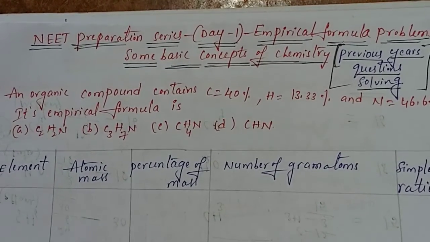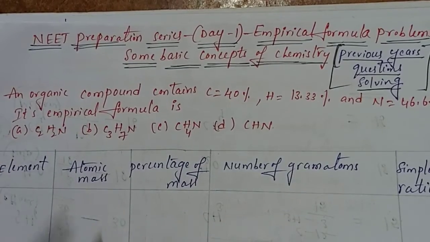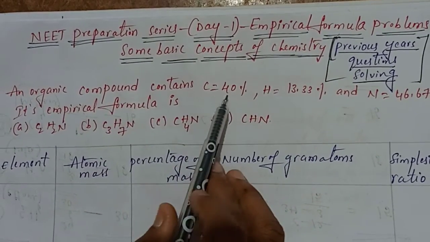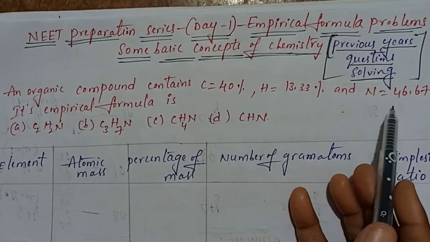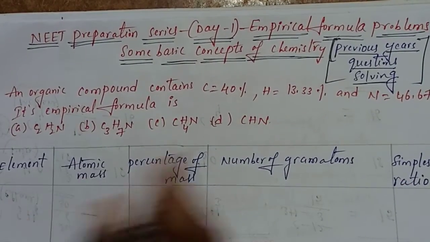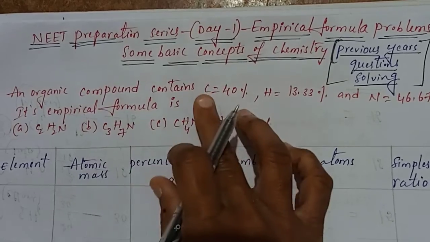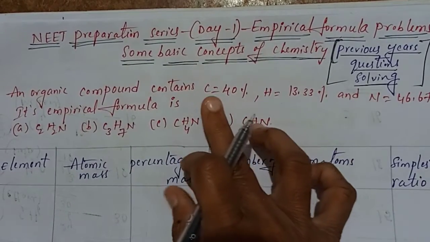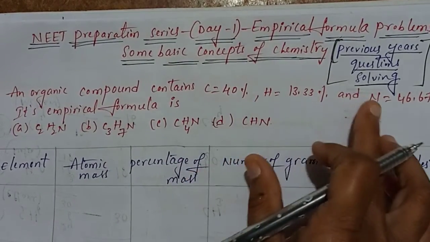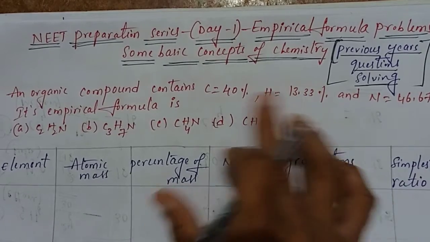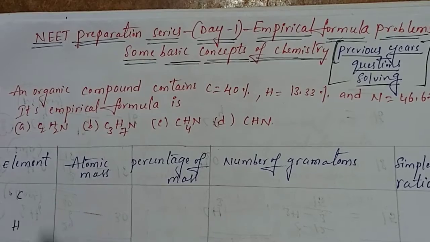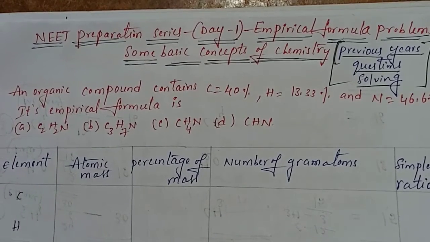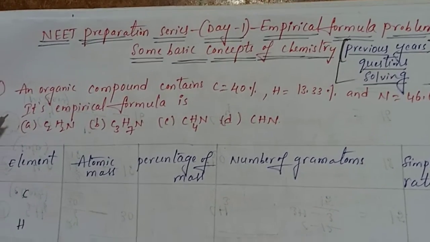Now first, which elements are given here? First I'm going to write which elements are given in the question. Carbon given, hydrogen given, nitrogen given, correct? 3 elements given. So first, whichever elements are given, you write first, students. Write in order only. First carbon, next hydrogen, third element is nitrogen. 3 elements are right here. Are you clear on this?